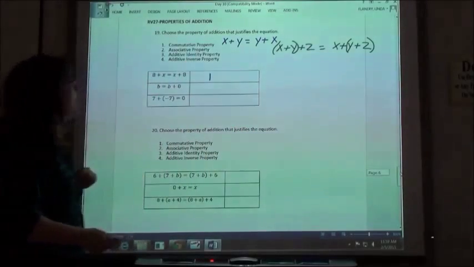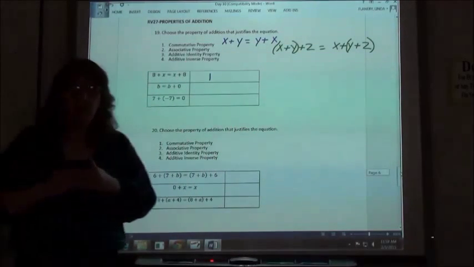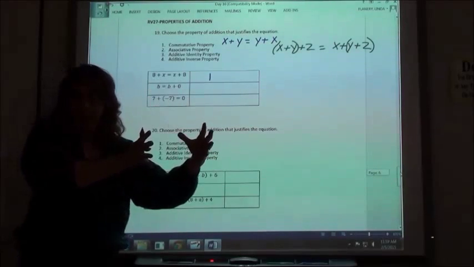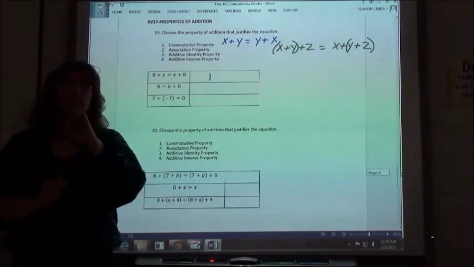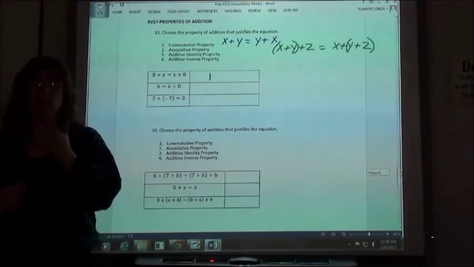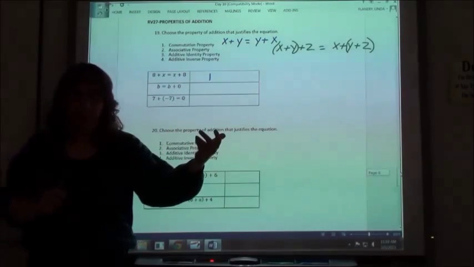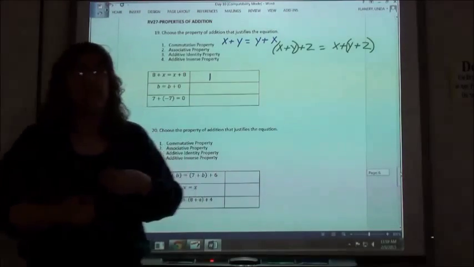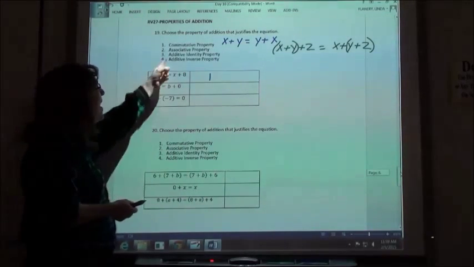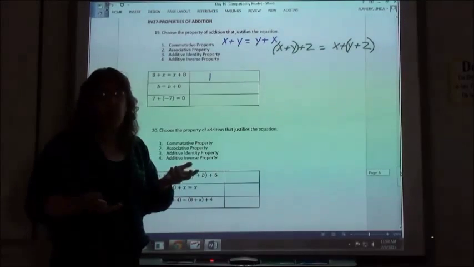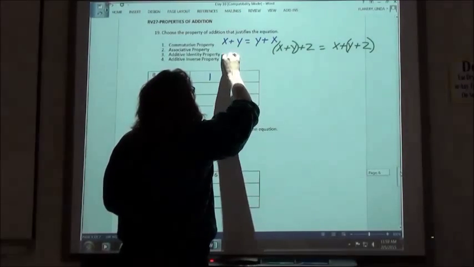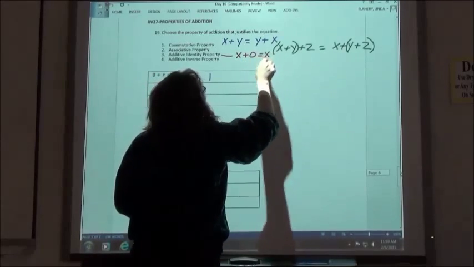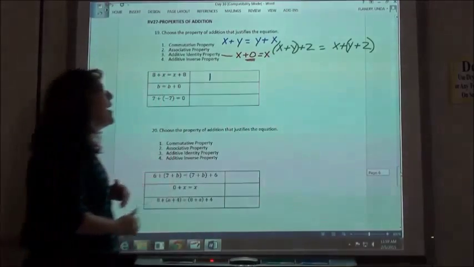Additive identity property. When you think of your identity, you want to think about like looking in the mirror. What I start with should be the same thing I'm looking at, right? So if I'm going to add something to 3 and still get 3, I would add a 0 to it. My additive identity property says if I add 0 to something, it's not going to change its value. So the example is going to be something like x plus 0 equals x. I added 0 in that problem.